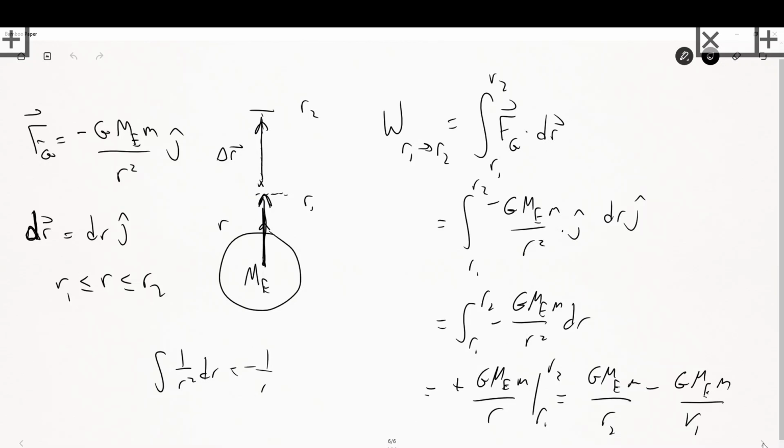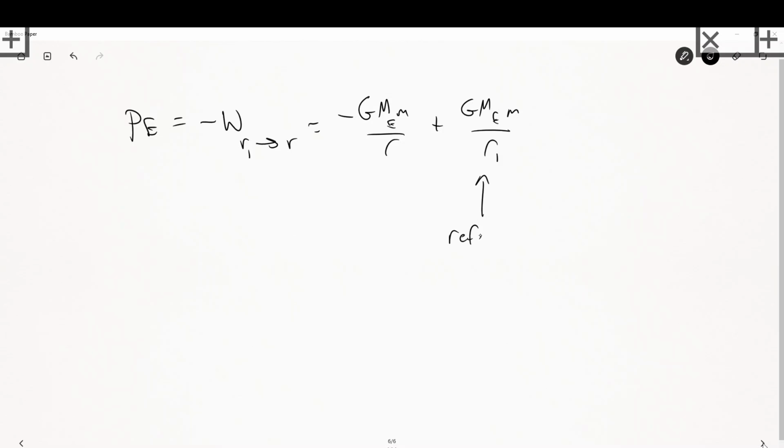So if I want the potential energy, it's going to be the negative of the work done of moving from R1, which is a reference point, to some arbitrary position R, which will be negative G m_e m over R plus G m_e m over R1. This is what we call a reference point, or reference energy.